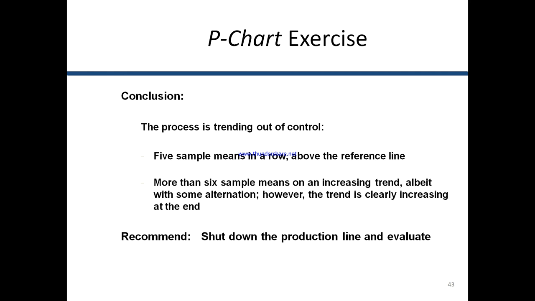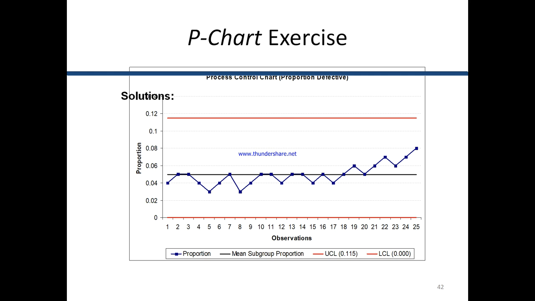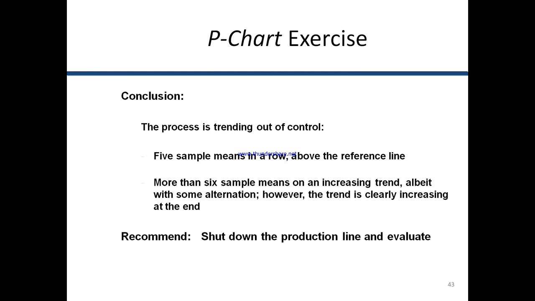So you can say the process is giving you a signal to be out of control. That is, the process is trending out of control, because when you observe the process, we can see five sample means in a row above the reference line. You can see five sample means in a row above the reference line when you observe this one. And also, if you check, there are more than six sample means on an increasing trend. So we can clearly see the trend is increasing at the end. That is, the process is giving you a warning signal, that the process is near to getting an out of control signal.